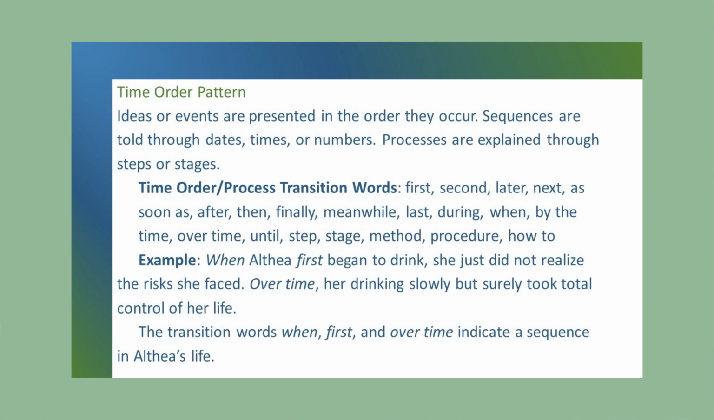You've probably noticed that a few of these are similar to the ones in the listing pattern. So first, second, and you might also see third. But in this case, it matters which one goes where. So here's an example. When Althea first began to drink, she just did not realize the risks she faced. Over time, her drinking slowly but surely took total control over her life. So we have words like when, first, and over time to show the sequence in Althea's life. Again, I can't really change the order around. And the time order words show us what's happening and when things occurred in her life.